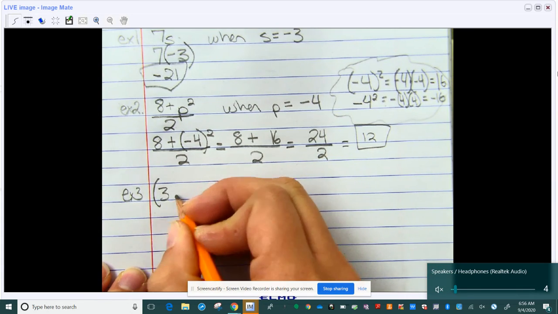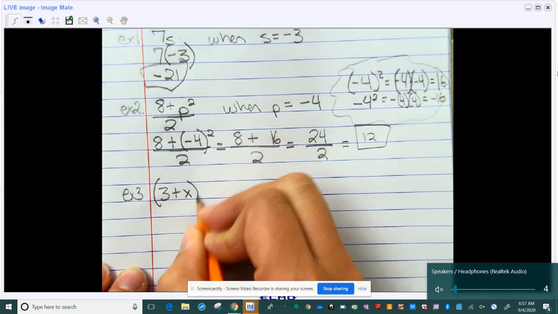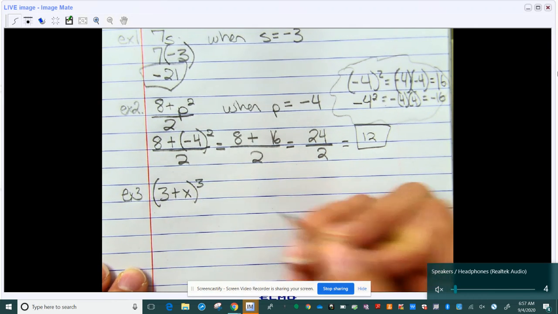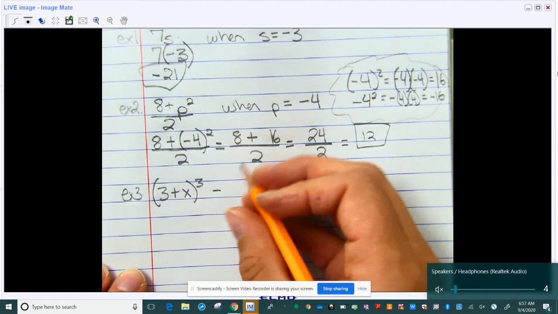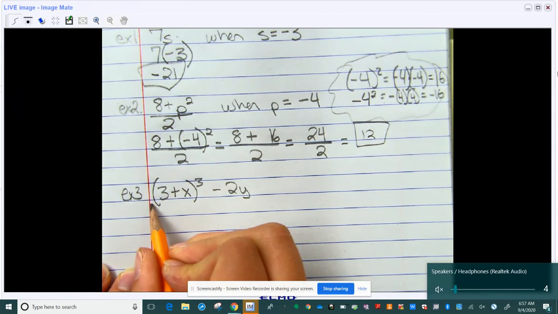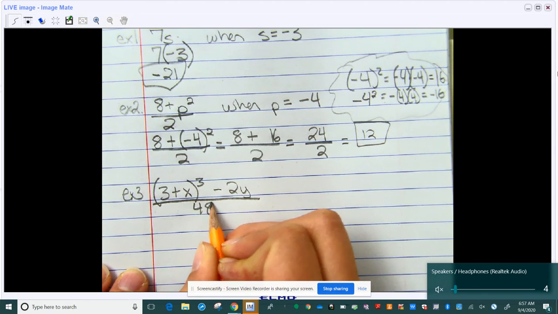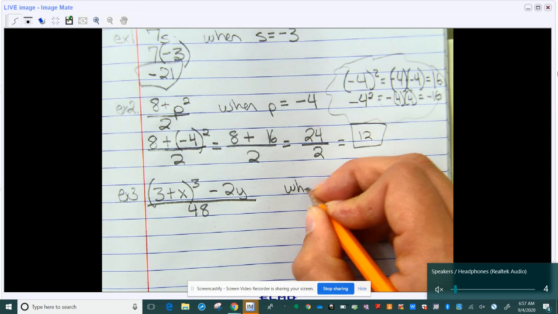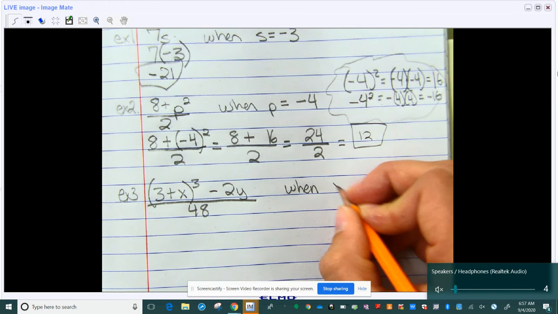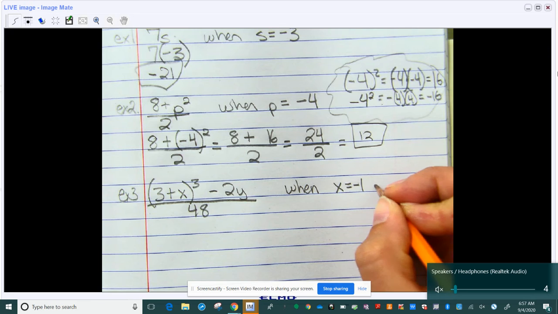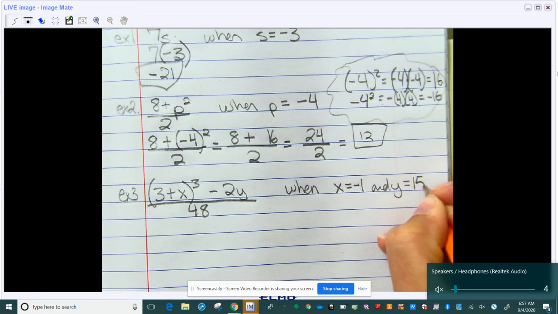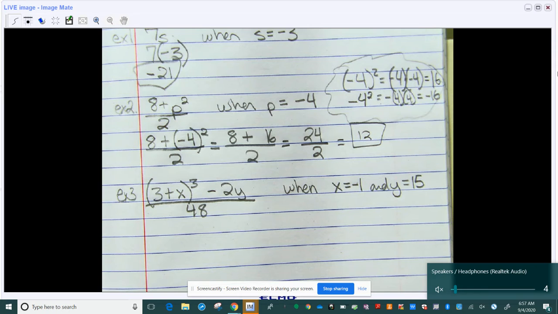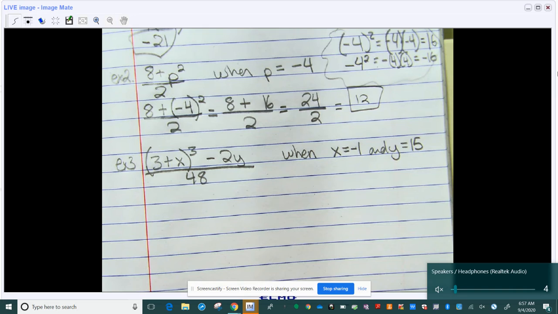We have 3 plus x, and the entire quantity of 3 plus x is cubed, minus 2y, all over 48. Now, if you want to try this one on your own, we have when x is equal to -1 and y is equal to 15. You can pause the video, try it, and then check to see how you did. All right, here we go.